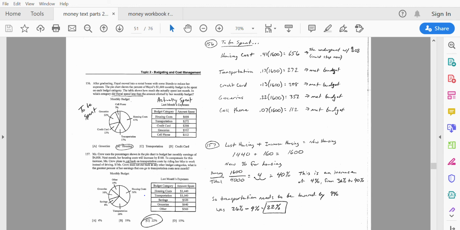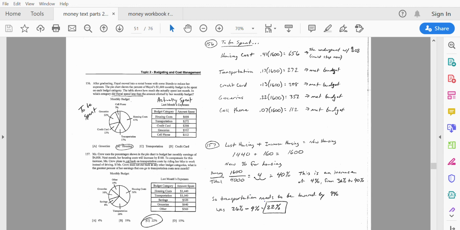Okay, there is a couple other ways of doing that problem. That's probably the quickest way. Okay, with knowing there's an increase of 160 to the housing, we could have subtracted 160 from the transportation and then found that number out of 4,000, and that would have gave us a percent also. So that would have been another way of doing that, meaning we could have said, because they increased this by 160, transportation was this. We're going to subtract by 160.